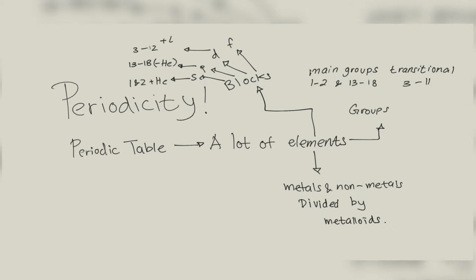with the addition of La and Ac and the removal of Ce through Lu as well as the removal of Th through Lr. The F block is filled with Ce to Lu as well as Th to Lr.